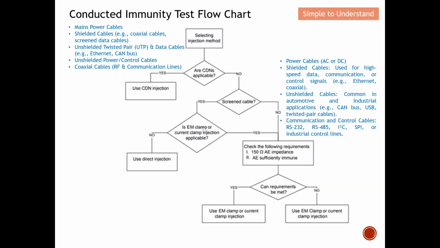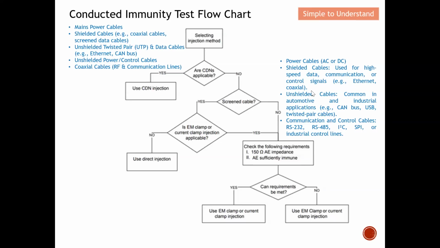If this is possible, what types of cable are possible? Okay, it's the same thing. For example, the power cable, whether it's AC or DC. So basically from here, I highlight the DC cable that will be tested using this EM clamp. Shielded cable is mainly used for high-speed data communication or control signals, which is not available for the CDN. Remember, for CDN we actually have a set of unique designed CDN devices to test that. So those that don't have one will fall into this category here.